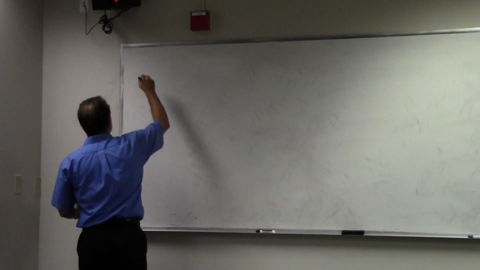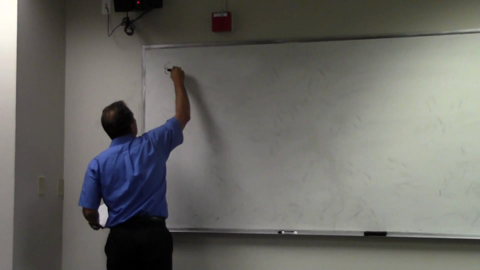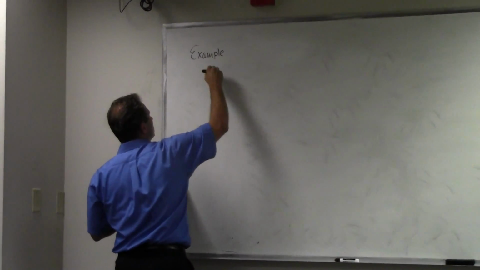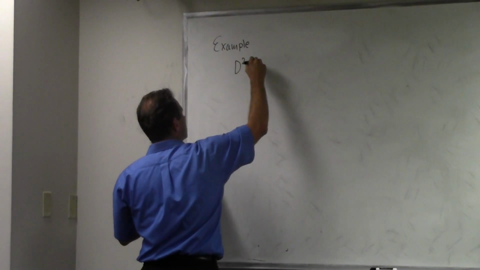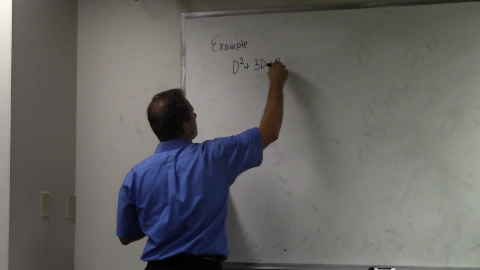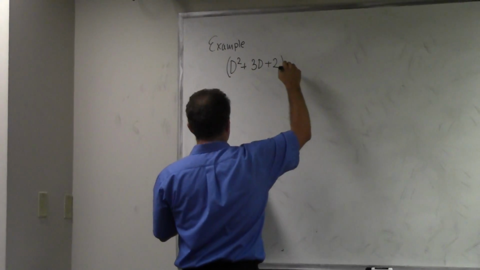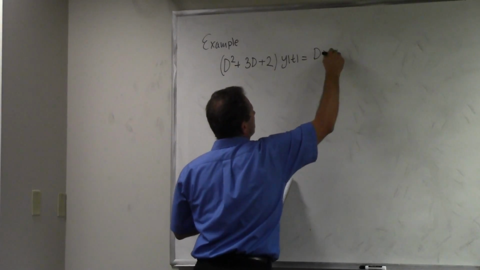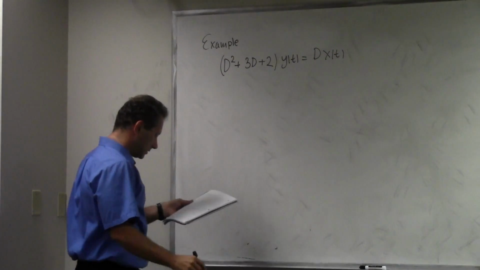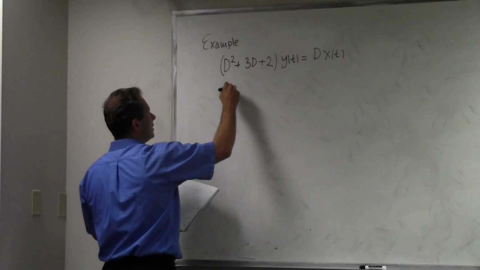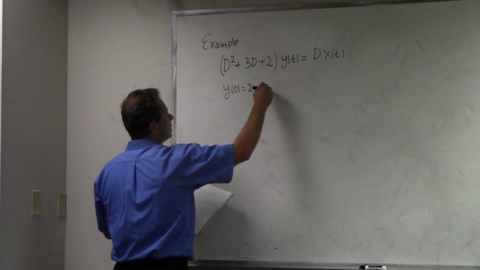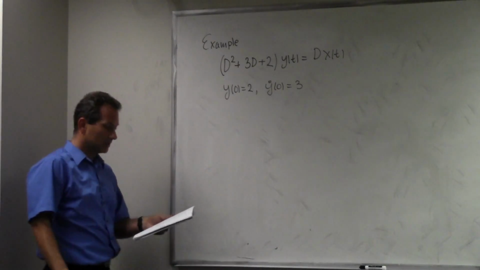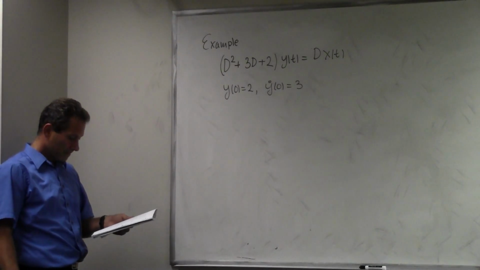So, first example, consider a system that is given with the following differential equation. D squared plus 3D plus 2 applied to y of t is going to be equal to dx of t. And let's say I had initial conditions, y of 0 is 2 and y dot of 0 is 3. You recognize this system, that's the same one we just did.